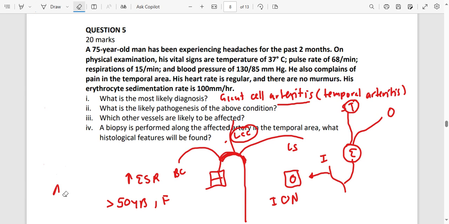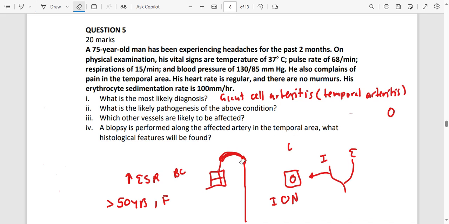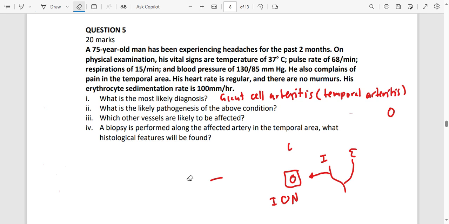So part A we've already answered. And then number two, what is the likely pathogenesis of the above condition? Anyone that can help with the pathogenesis? Anyone? What is going to cause giant cell arteritis or the temporal arteritis?